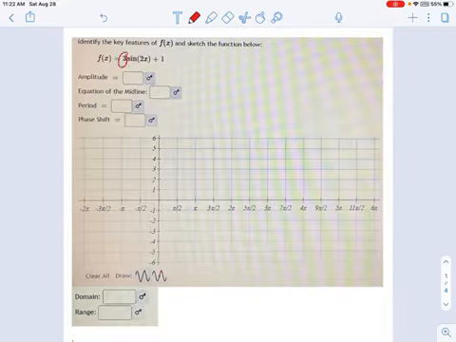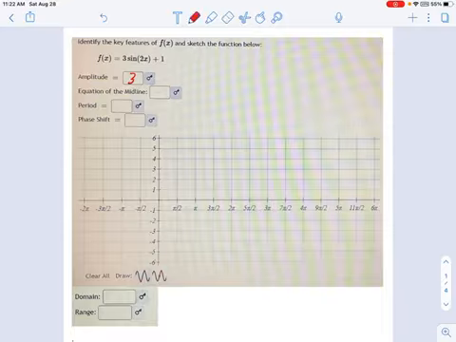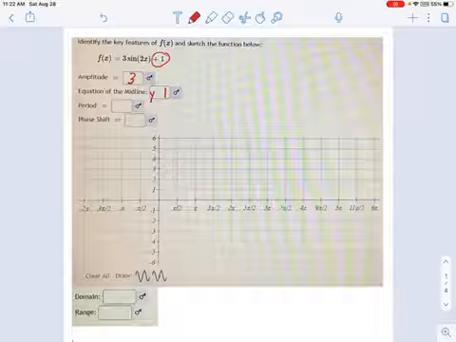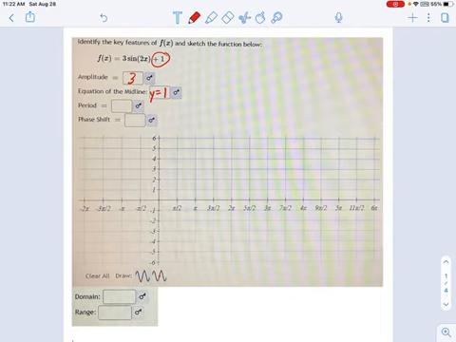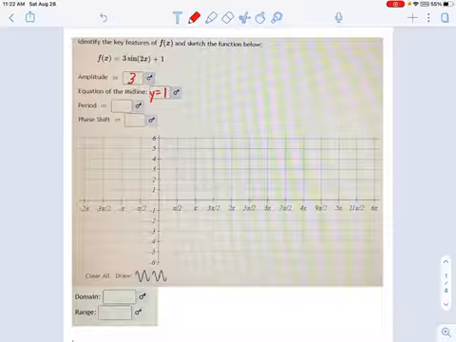Remember, the amplitude comes from the number in front. That's 3. The equation of the midline is shown right over here. You wouldn't say 1. You would say y equals 1 because this is an equation of the midline, not just the midline. For the period, we'll get to that in a second. And the phase shift, okay, you know what? Let's actually talk about the period.